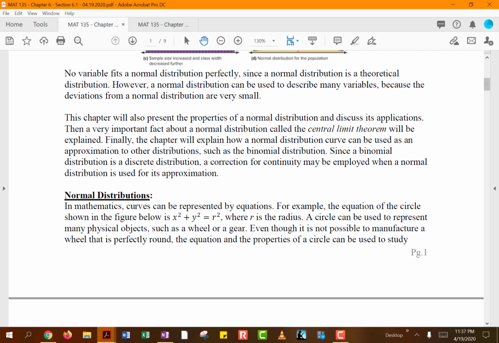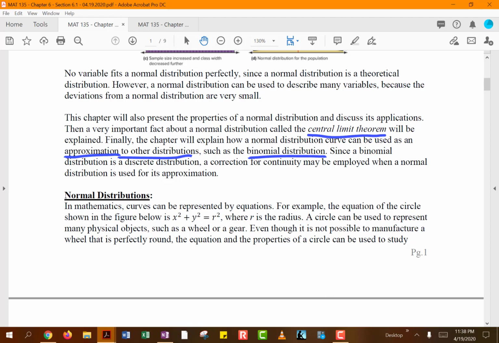So we'll be talking about the properties of the normal distribution, we'll look at different applications, and we are also going to talk about the central limit theorem, I think either in the next section or the one after that. And then we will also talk about how you can use a normal distribution curve to approximate some of the other distributions, like the binomial distribution, which we talked about in chapter 5.